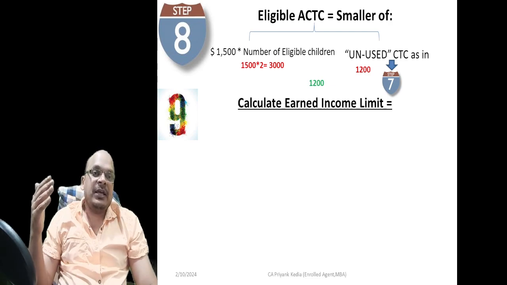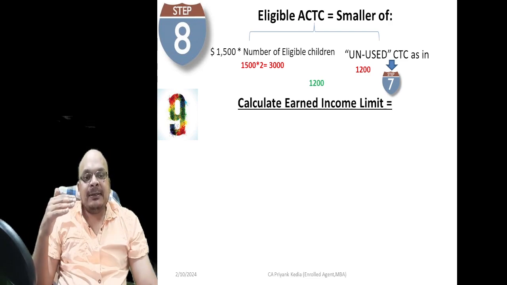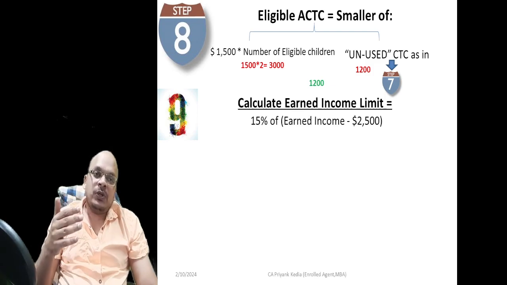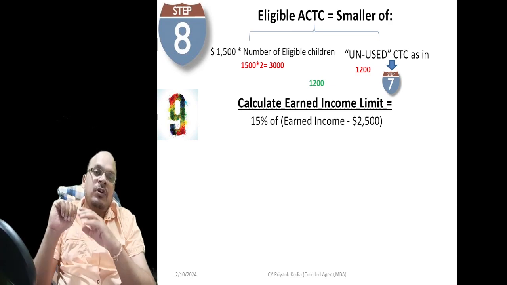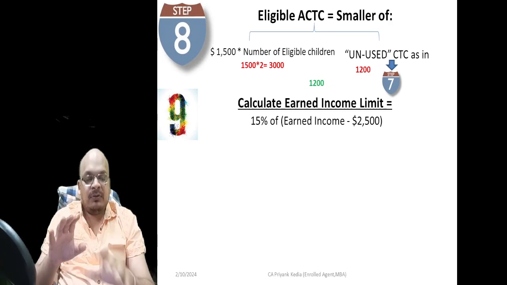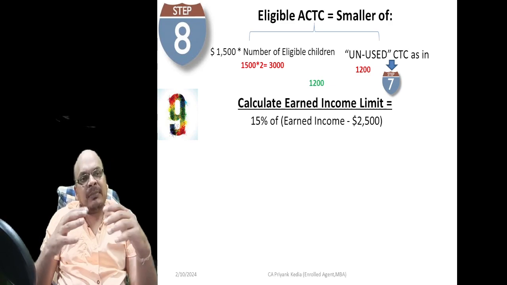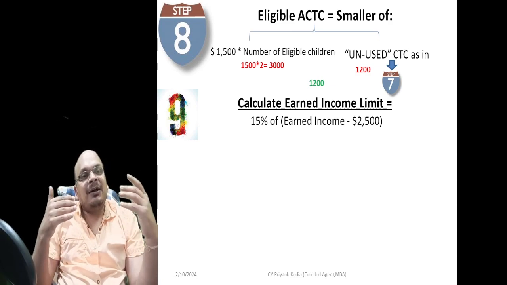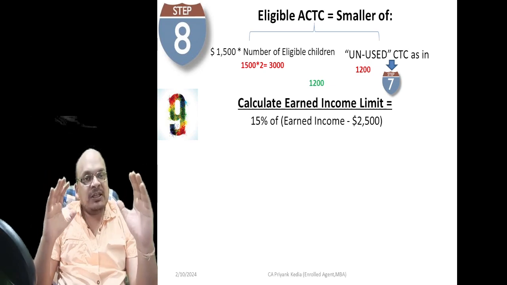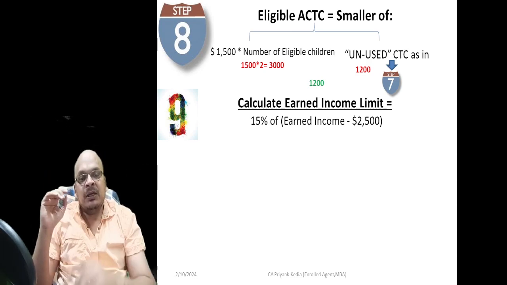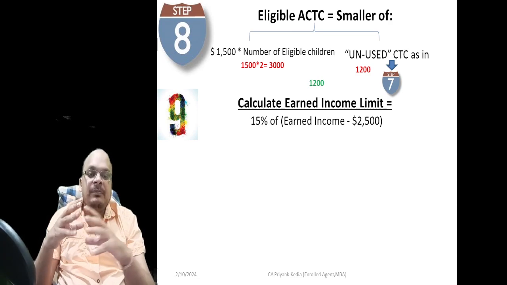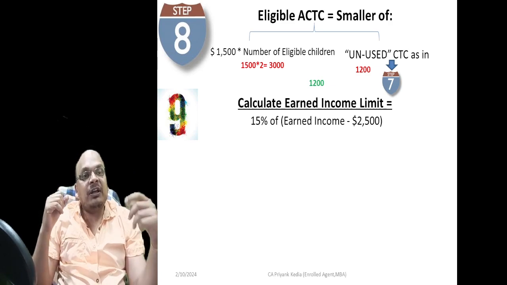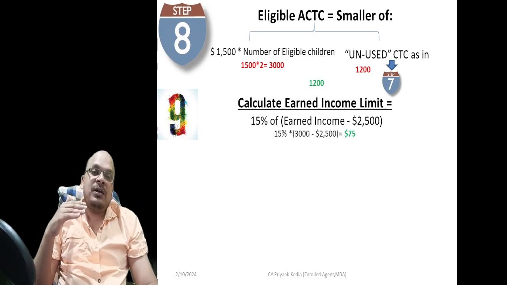Now, coming on to step number 9, what we do is we calculate the earned income limit of the taxpayer. As we know that anyhow up till $2,500, the taxpayer is not eligible for any additional child tax credit. This is the earned income limit. So definitely, by common sense, only if the taxpayer has earned income more than $2,500, he'll be eligible for an ACTC refund, right? So here the formula is you have to calculate 15% of the earned income, which is over and above $2,500, right? This 15% is another limiting factor.